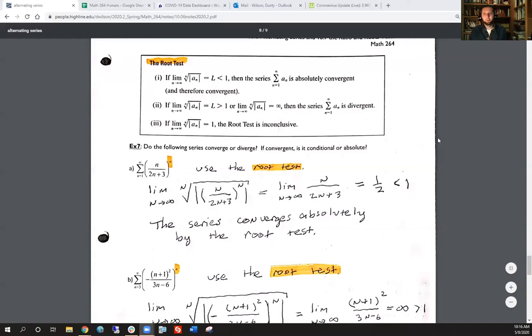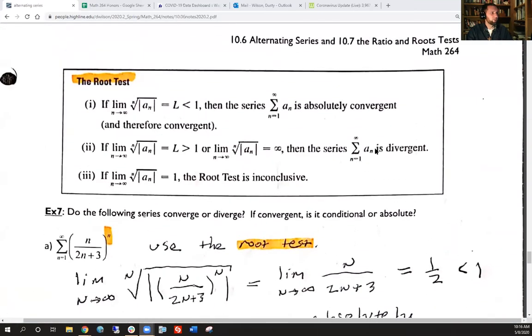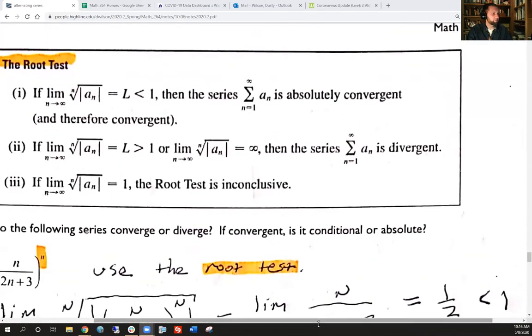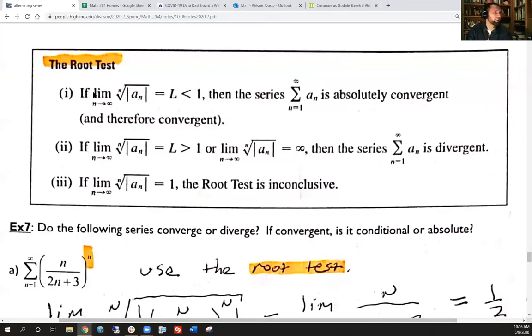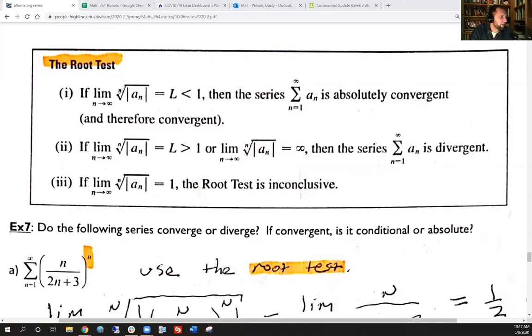All right, so we talked about the ratio test. Let's also talk a little bit about the root test. The root test is very similar to the ratio test in its formation. Basically, it says if a limit is less than 1, then the series is absolutely convergent. If the limit is bigger than 1, the series is divergent. If the limit is equal to 1, then the root test is inconclusive. The difference is that the expression is now the limit of a root rather than the limit of a ratio. Hence, it's called the root test.